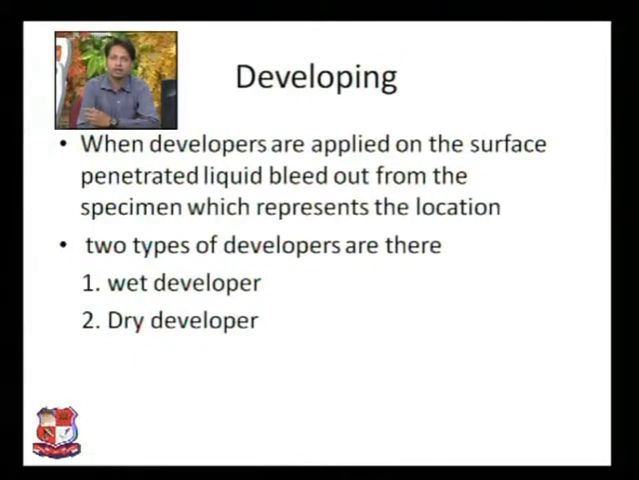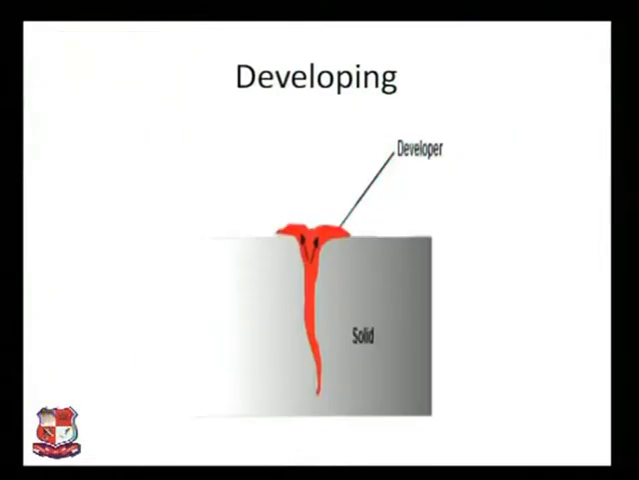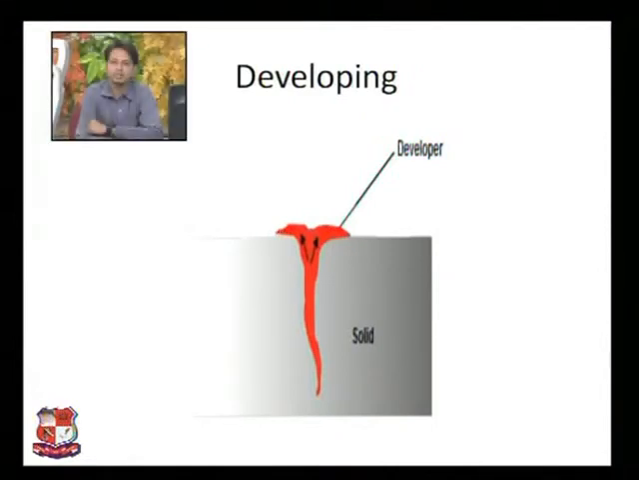The penetrant inside the cracks comes out, that means it bleeds out, which represents the defect present on that surface. After applying the developer, you can see the picture of that developer. When you are applying the developer, the liquid penetrant is bleeding out from that crack. In that picture, the developer is applied on the solid piece or specimen, and liquid penetrant is coming out from that material.